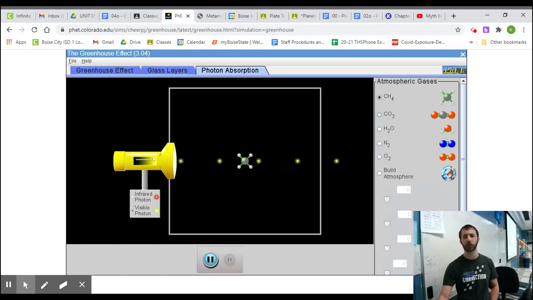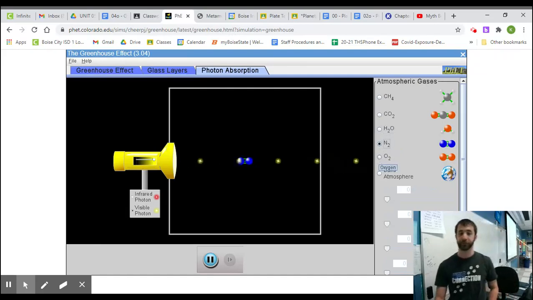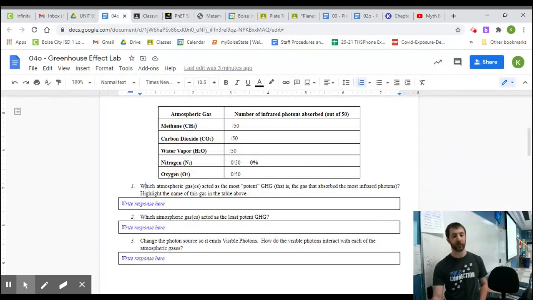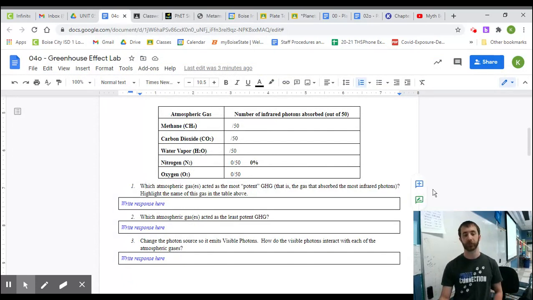Let's try CO2. Water vapor. Nitrogen. And oxygen. Take your observations and apply them to number 3. How do the visible photons interact with each of the atmospheric gases? Pause and answer that question.